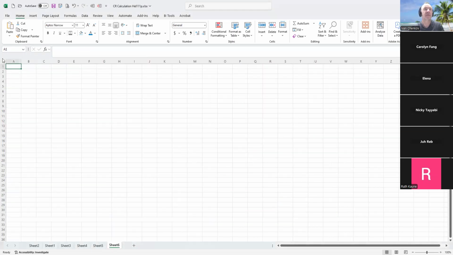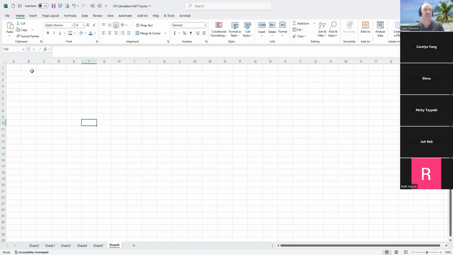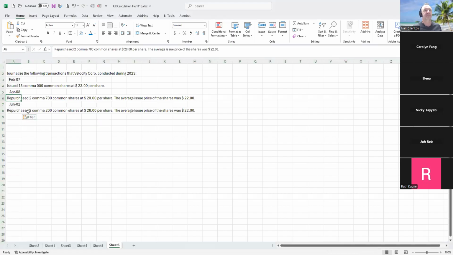Let's move to the next one. Let me make it a little bit bigger so you can see it. Paste it here. So what we have to do here is we have to generalize the following transactions. Can you guys see the question?